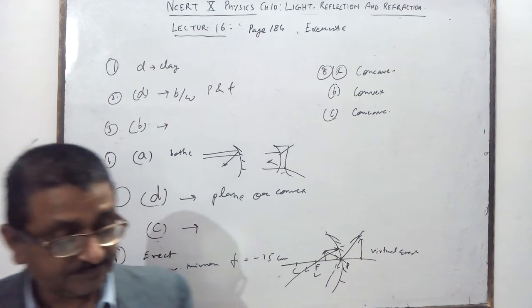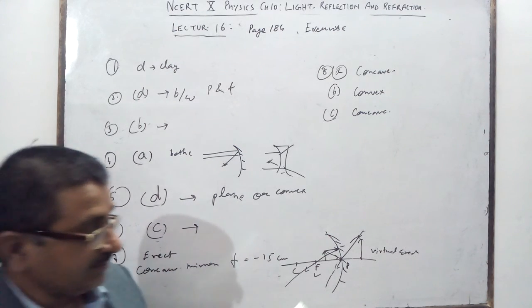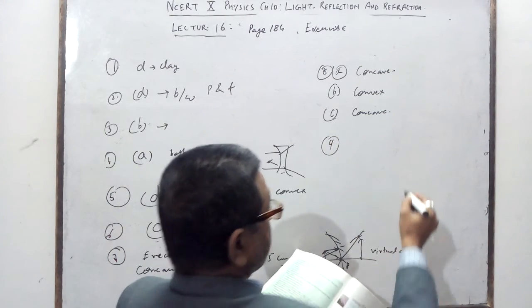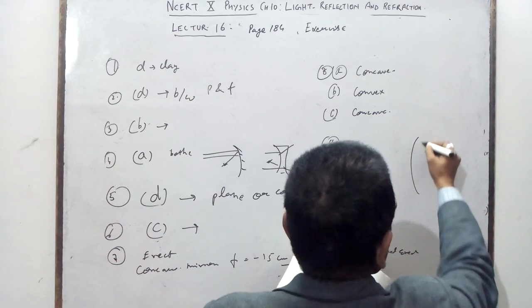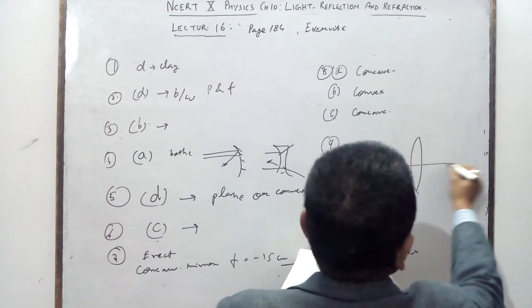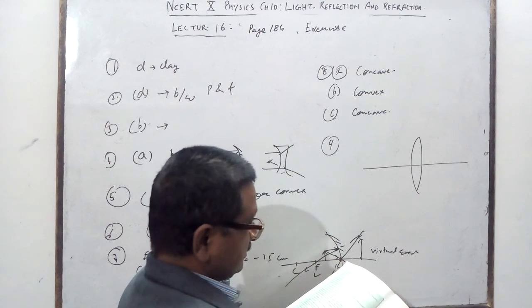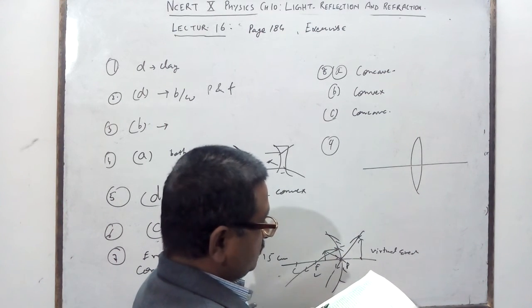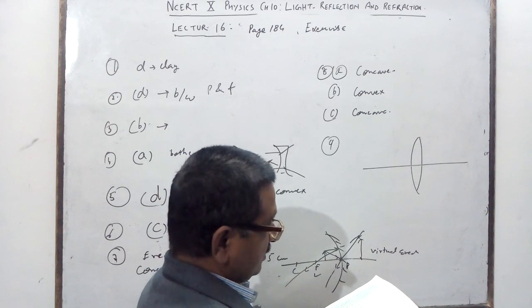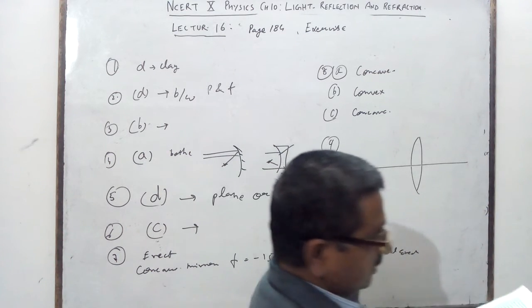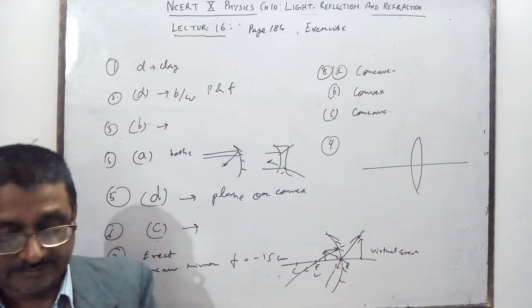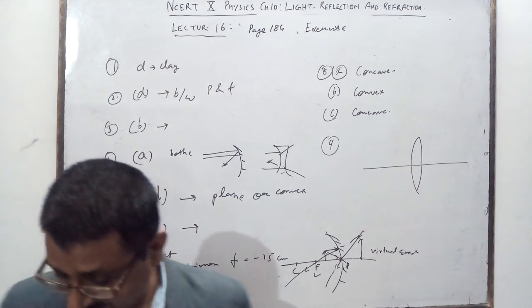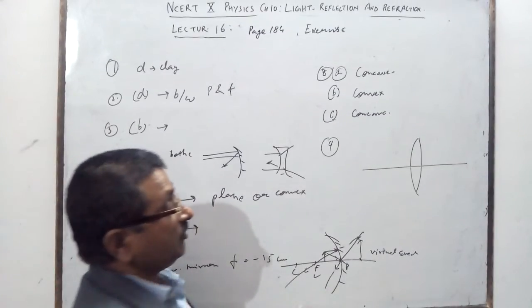Question number 9. One half of the convex lens is covered by black paper, while this lens produces a complete image. Will it produce a complete image or not? Yes, it will also produce a complete image. Verify your answer experimentally and explain your observation. If it is covered, then what will you get?